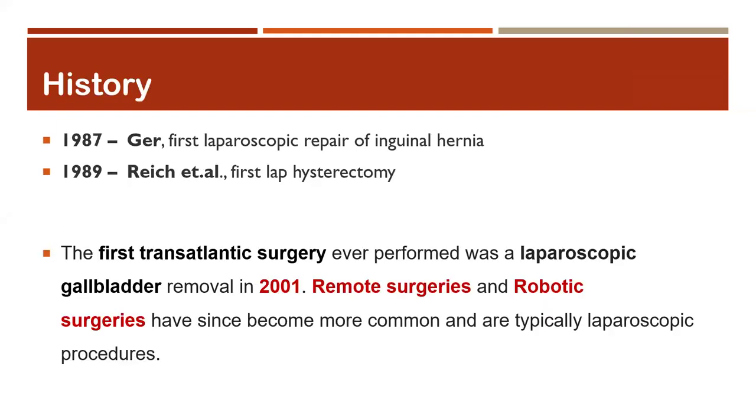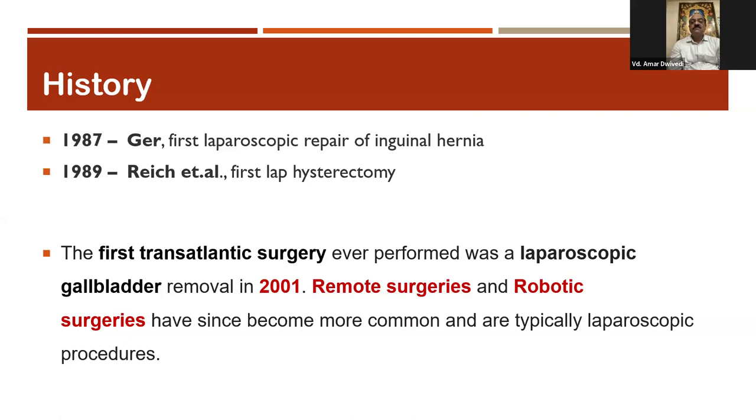Now, in 1987, the first laparoscopic repair of inguinal hernia was done. Inguinal hernia surgery in general practice or open surgery is considered a minor procedure. But in laparoscopic procedure, initially it was considered a complex procedure, because the surgeon initially performed the extraperitoneal approach of inguinal hernia surgery with the help of the laparoscope. At that time, it was called TEP.